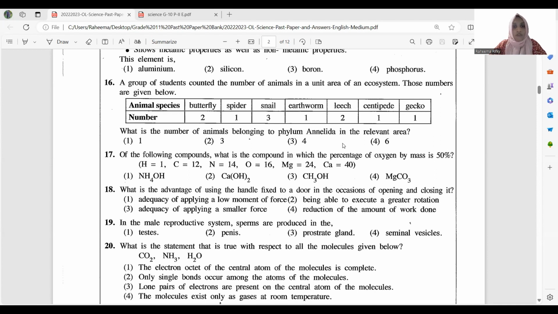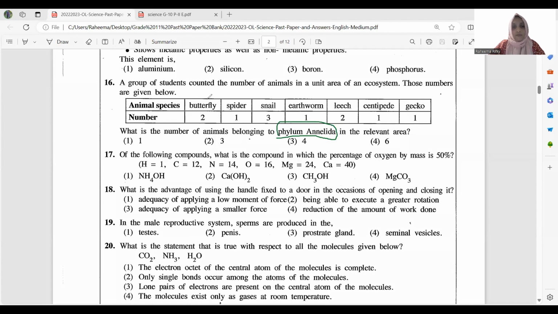What is the number of animals belonging to phylum Annelida? Okay, in this question, they are targeting us to find the answer regarding the phylum Annelida. So you have to just analyze which animals belong to phylum Annelida. There are like 7 animals, so we have to find out what phyla they belong to.